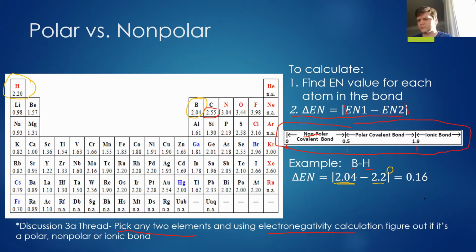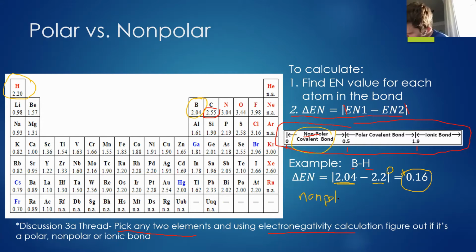When I subtract those, I'm going to get a negative 0.16, but because of the absolute value signs, I just change it to a positive. Then I use this number and see what range it falls in. It is 0.16, and that's less than 0.5. That means it falls into this category, the nonpolar covalent bond. So if I had a bond between boron and hydrogen, I would classify it based off of my calculation as a nonpolar covalent bond.